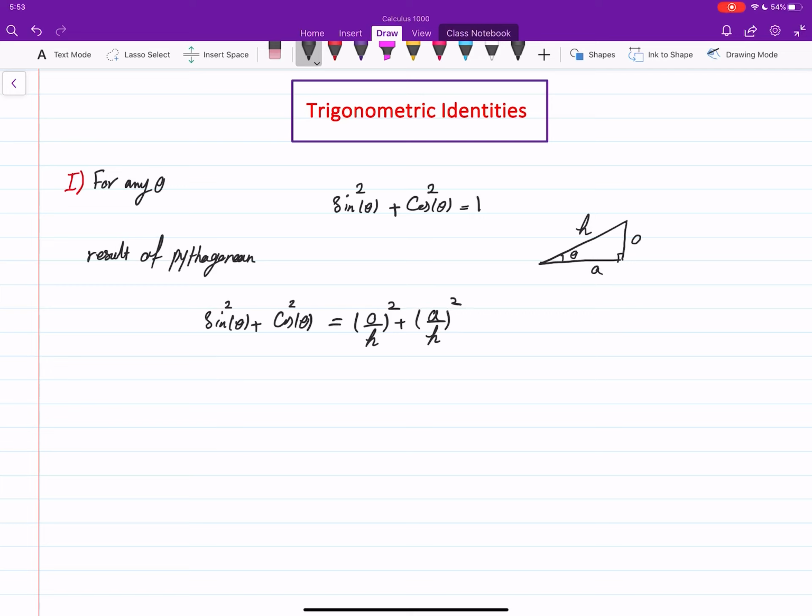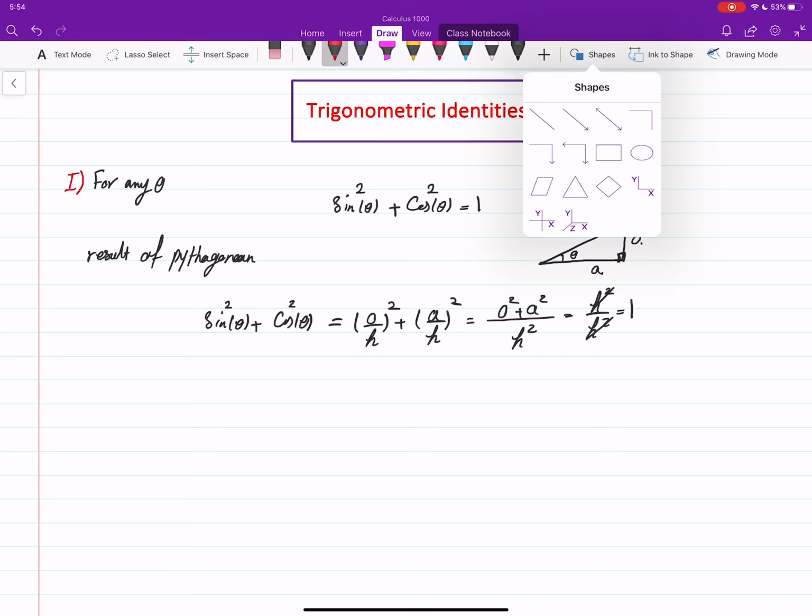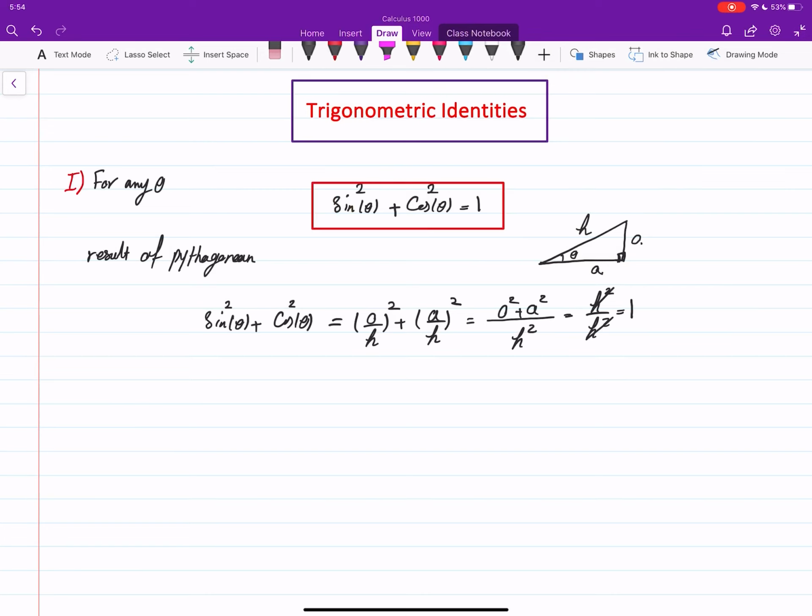Squaring both, they have common denominator h squared, and you'll say o squared plus a squared. But remember, this is a right triangle, so the Pythagorean theorem says that the two sides a squared plus o squared will give us h squared. And this cancels that, this is equal to 1. That is why this is true, and this is one of the important ones, and you have to be able to use this. This is absolutely the easiest identity we have for trigonometric functions.